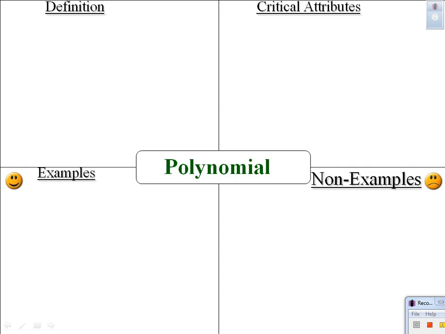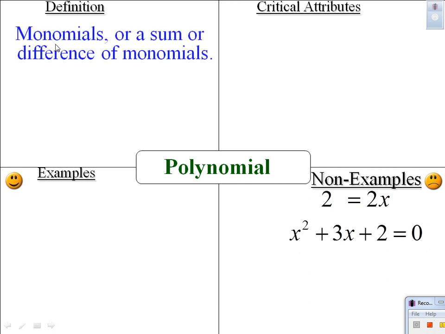Polynomial. Let's see if we remember the definition. The definition of polynomials is monomials or sum or difference of monomials. Kind of, sort of, yes? Let me review this just to make sure we got it. What is a monomial? A monomial is only one expression of one term. And you're not copying this. If you want, you can copy it, up to you, but this is just for review.